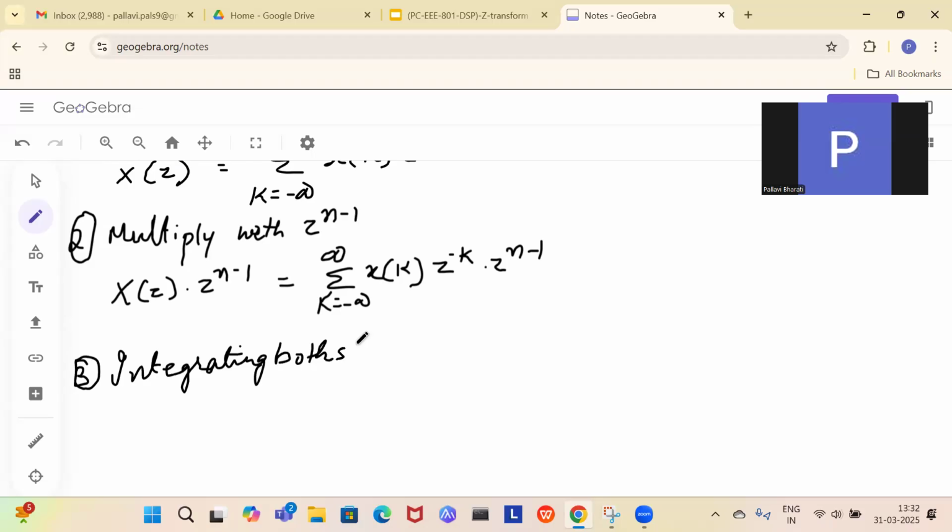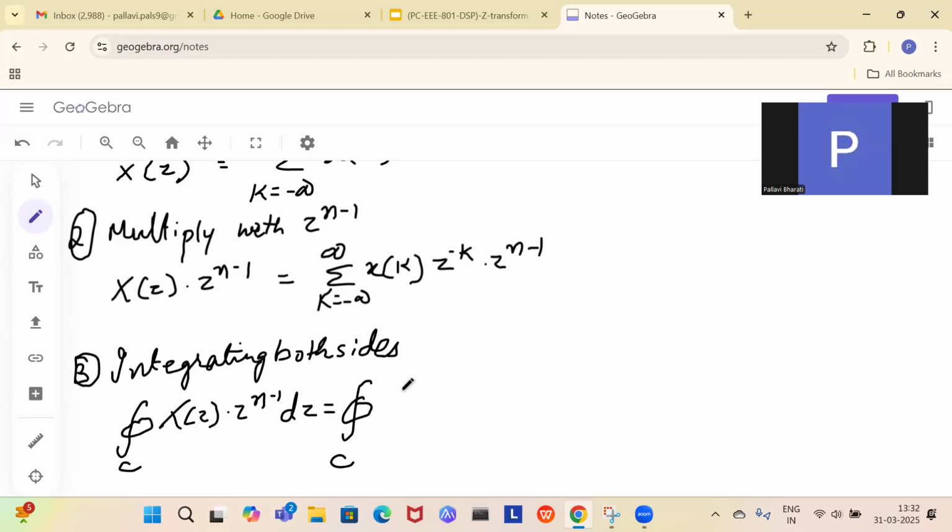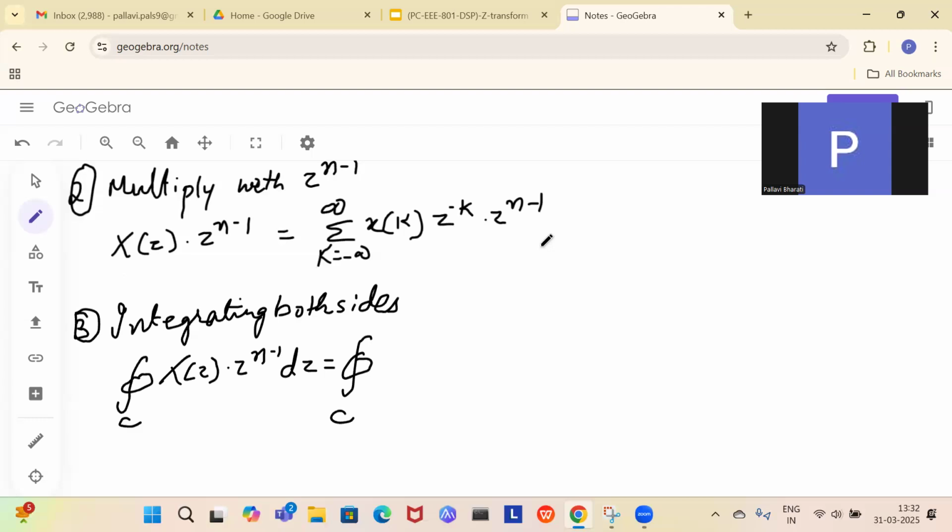So the closed integral of X(z) z to the power n minus 1 dz. And on this side also we'll be doing the same thing: closed integral over C of x[k] z to the power n minus k minus 1. There was a summation also over here, k equals minus infinity to infinity, and then you have this dz over here.